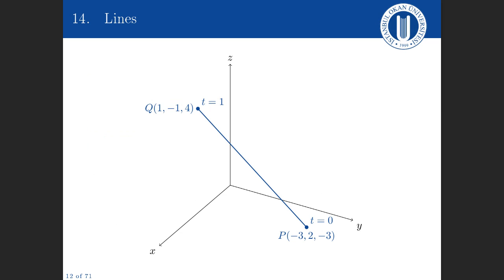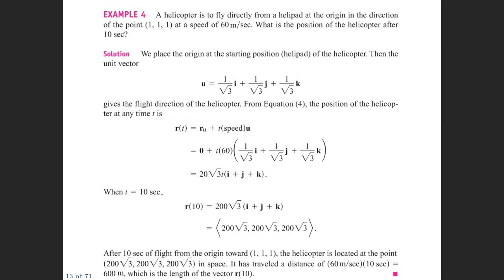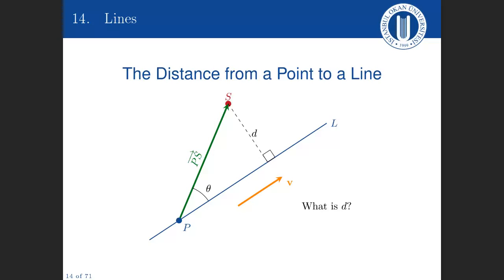Here is a picture of this line segment. The line segment joins P and Q. We have the point P when t is equal to 0, and we have the point Q when t is equal to 1. Actually, let's skip this example.